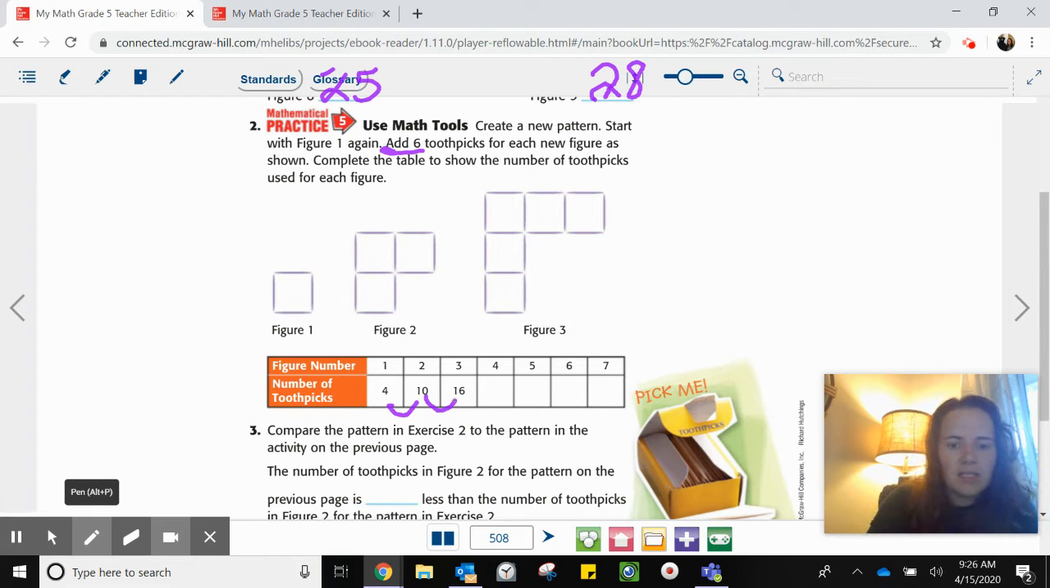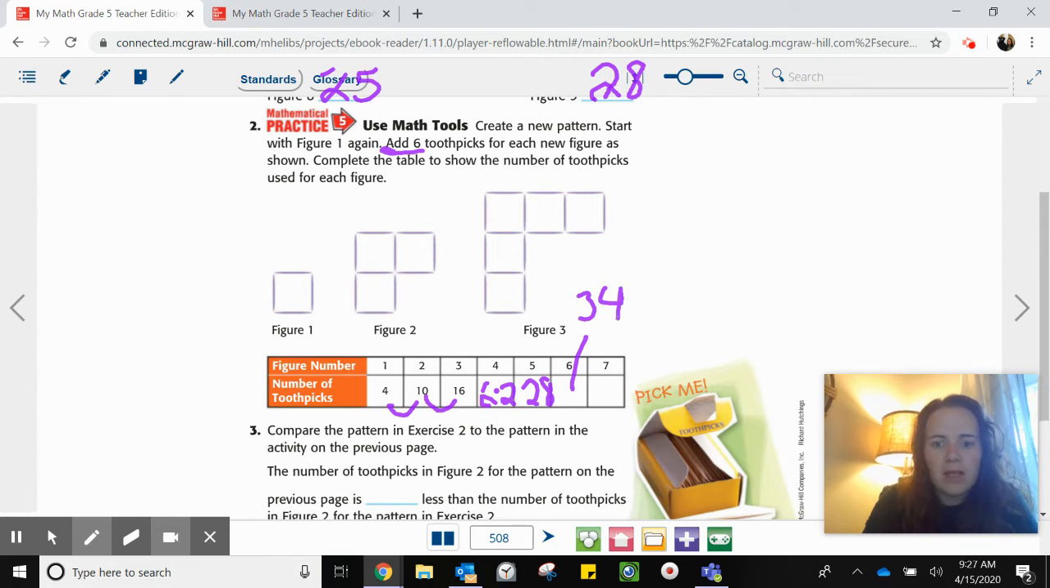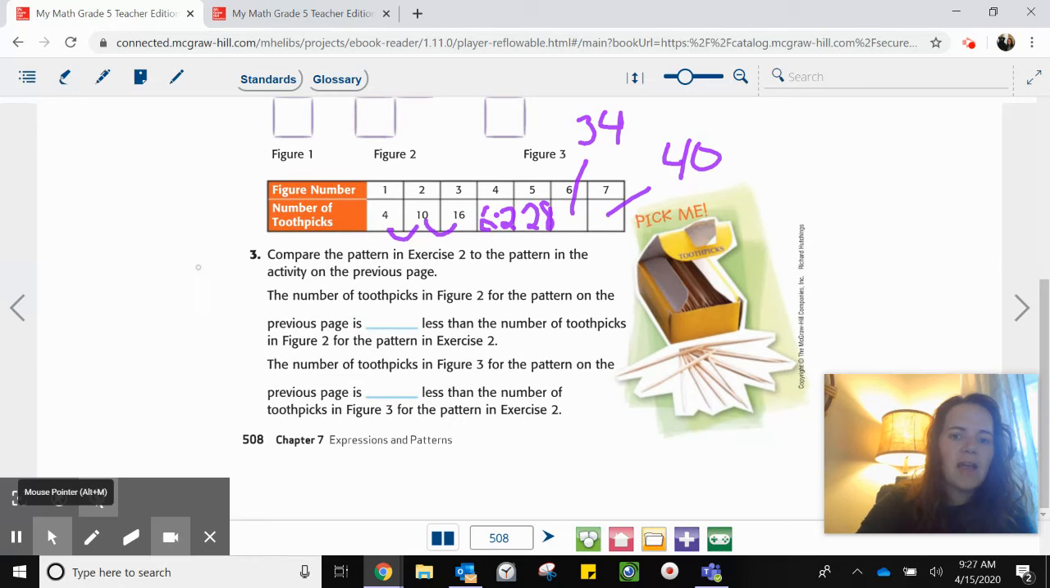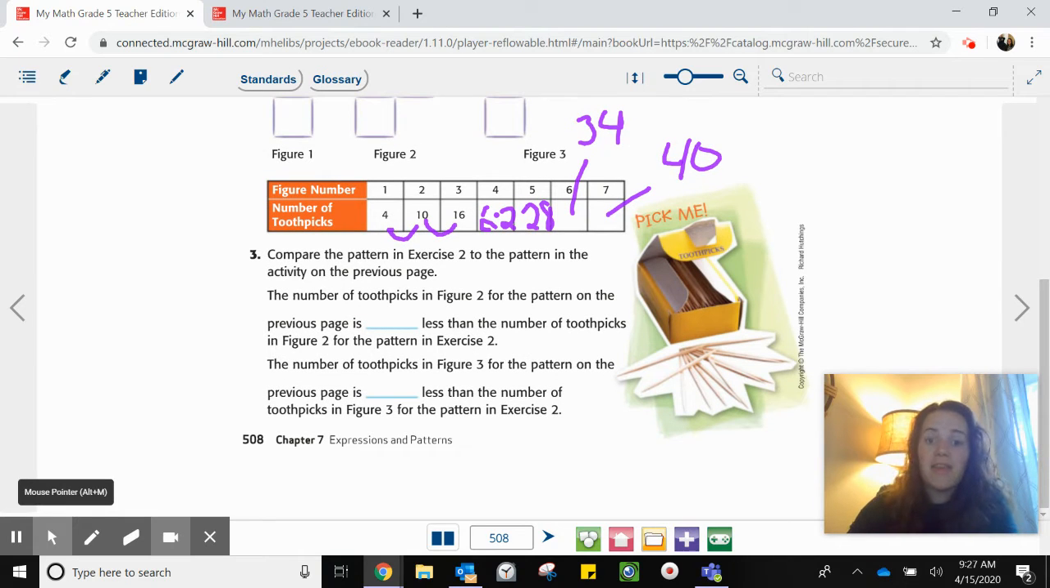All right, so 16 plus 6, we get 22. 22 plus 6, we get 28. 28 plus 6, we get 34. And 34 plus 6, we get 40. Okay, so continuing on, now let's compare this pattern we just did with the pattern before.